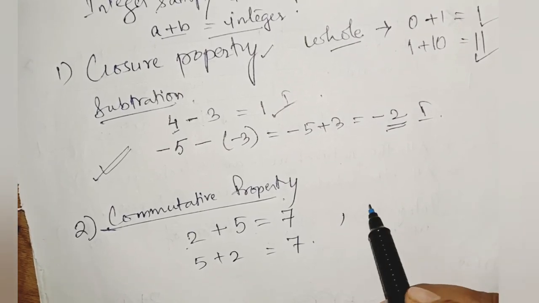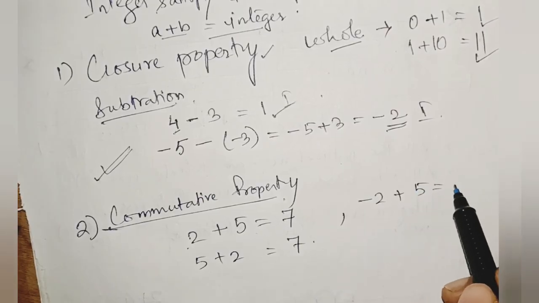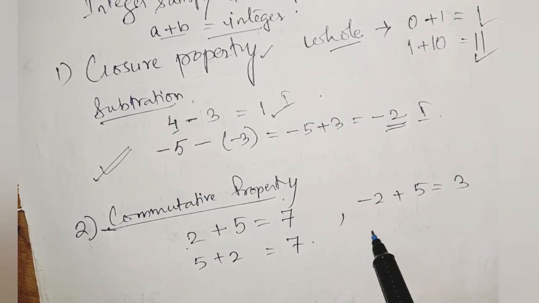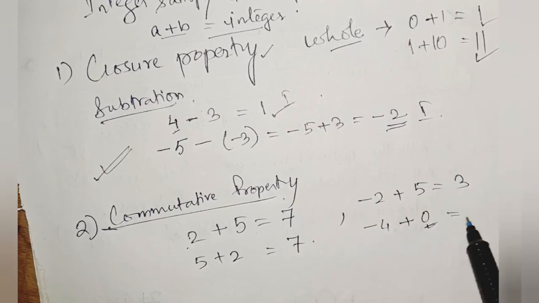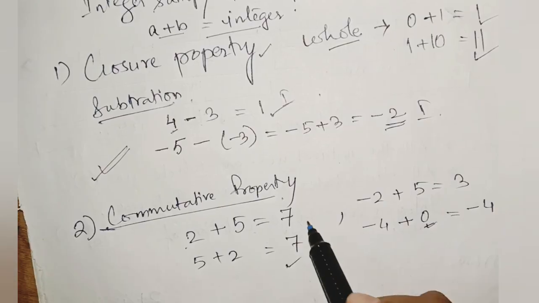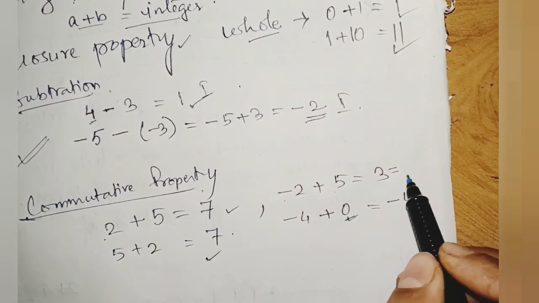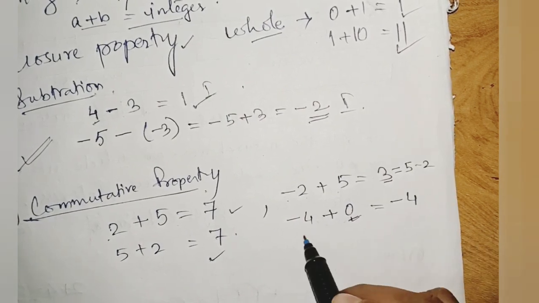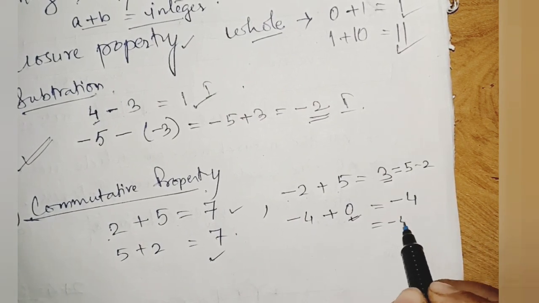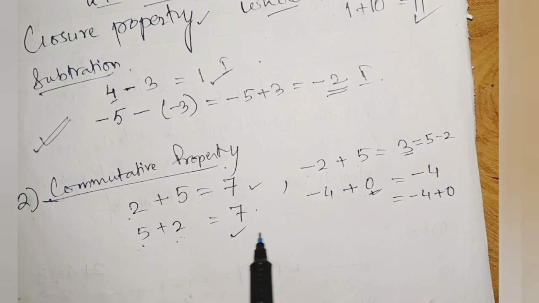If I take a negative integer like minus 2 plus 5, what do we get? It is 3. Again, minus 4 plus 0, 0 is also an integer, right? Then you get minus 4. So here minus 2 plus 5 gives 3, and if I reverse the numbers, 5 plus minus 2, again it is 3. Here also minus 4 plus 0. So it doesn't matter whether you change the position of the numbers in the commutative property, the result will be the same.